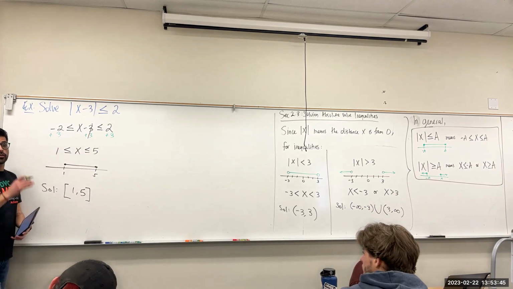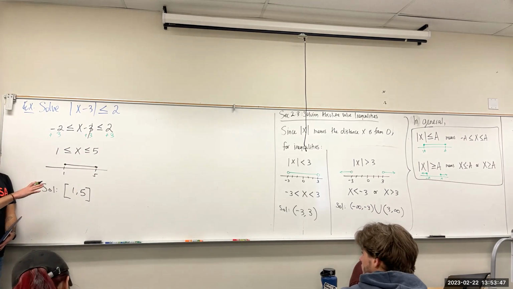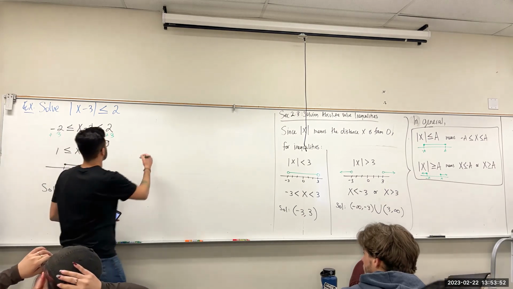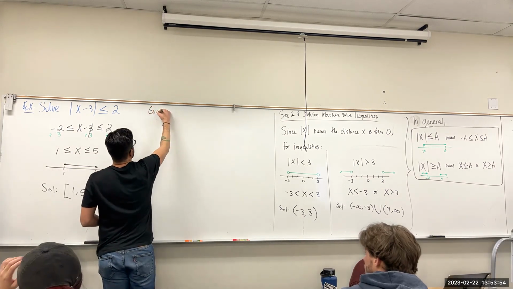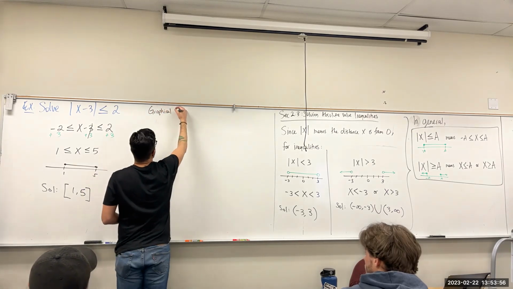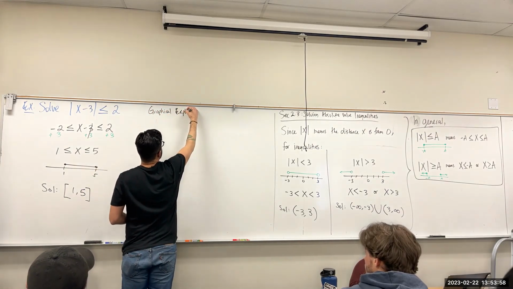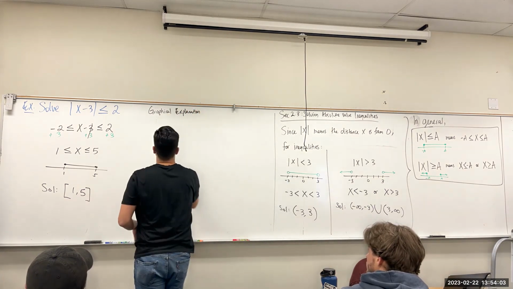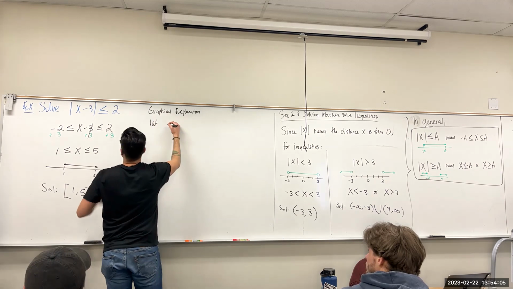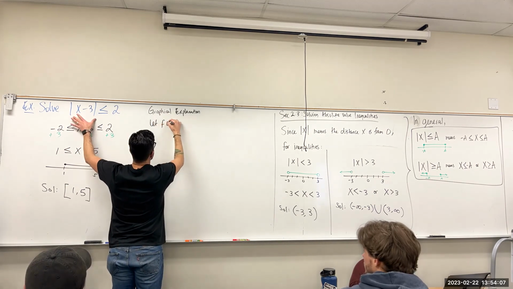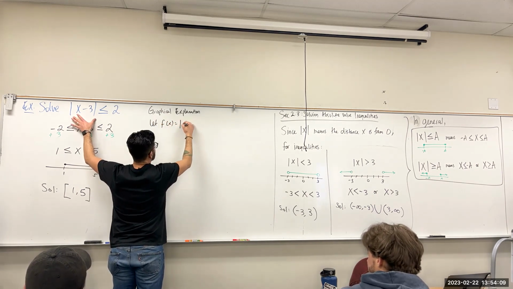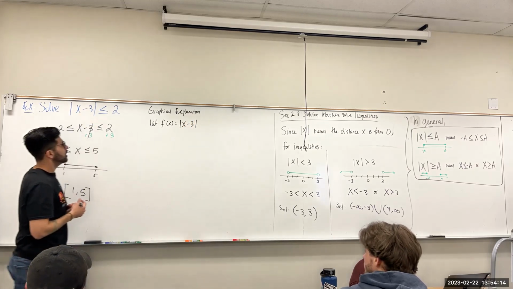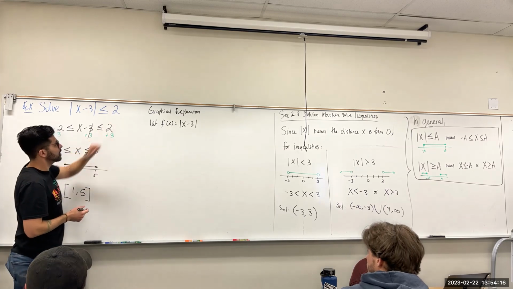All right. There is again a graphical explanation on why this is also the answer. So I'm going to go back to what we were doing earlier with the graphical explanation. Let's see. We're going to let, again, f of x equal the absolute value part. Absolute value of x minus 3. We'll see where this 2 comes into play.